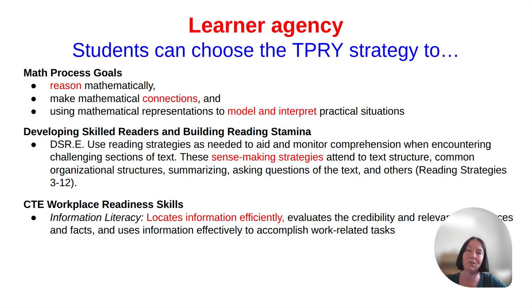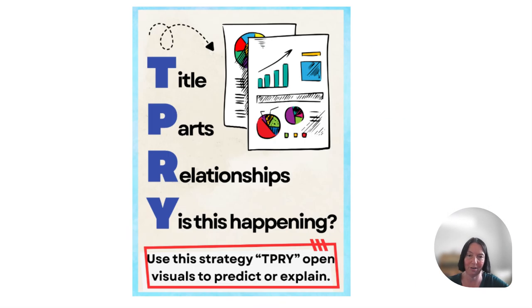And then if you look at the DSR standards within our English curriculum, you'll see the sense-making strategies. And one of the sense-making strategies is TPRY, because we'll be looking at anything that is an informational text that is provided through a graphic. I will lift up, I don't normally do these in the videos, but in the Career and Tech Ed Workplace Readiness Skills, information literacy includes locating information efficiently, and being able to unpack a visual using TPRY is part of locating information efficiently.